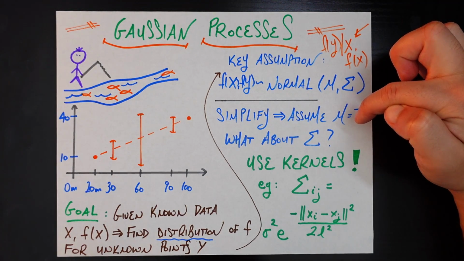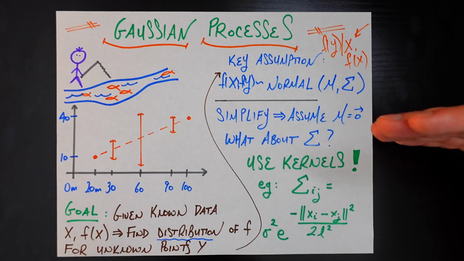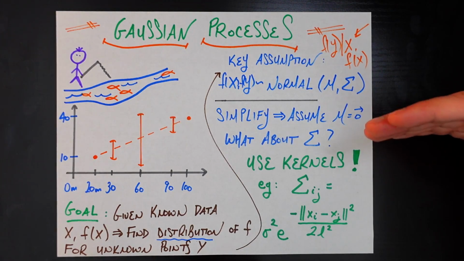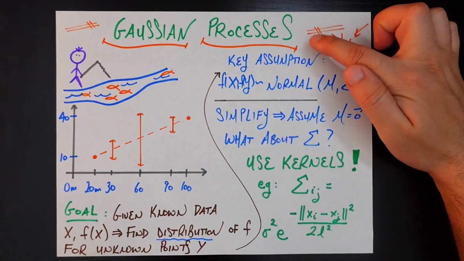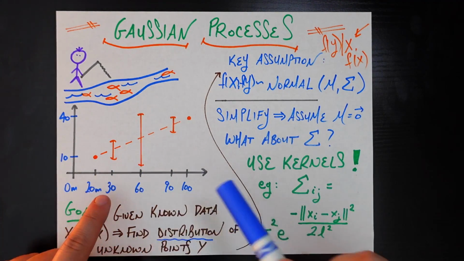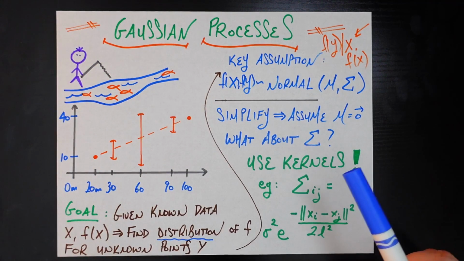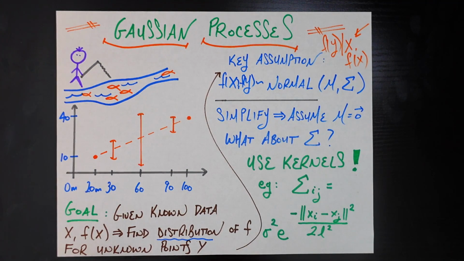And we'll get more into that later, but suffice to say here that it's safe to set this mean equal to 0 to simplify a lot of the math that comes later. But that does not imply that the mean of these f of y's, the mean of these distributions for the number of fish at 30, 60, and 90 are also going to be 0. And we'll see that just a little bit later on.